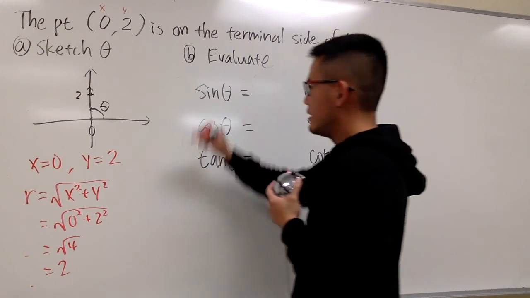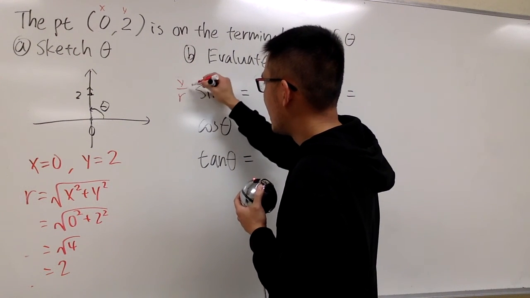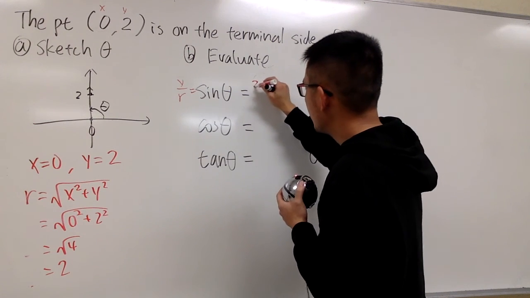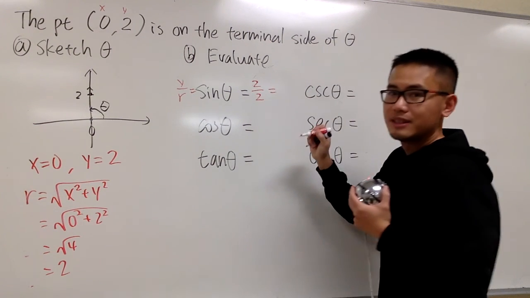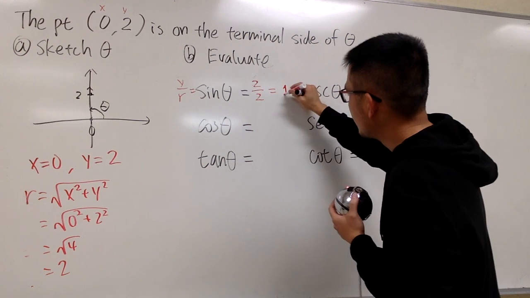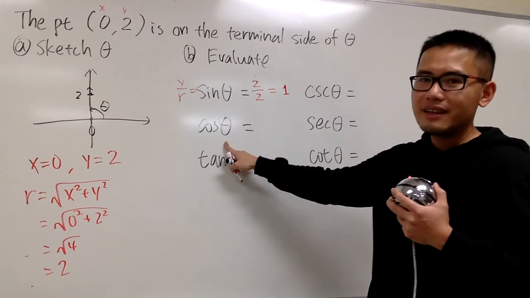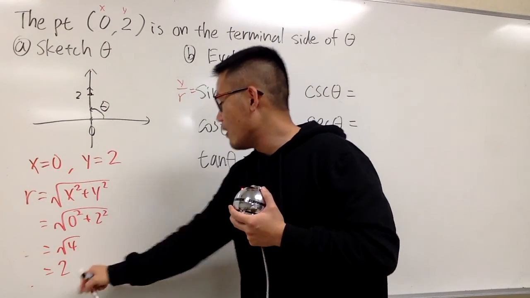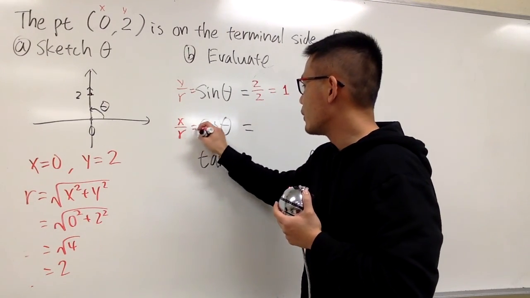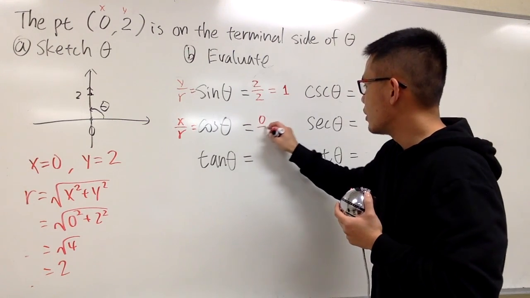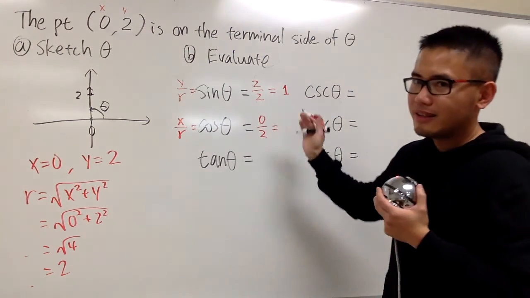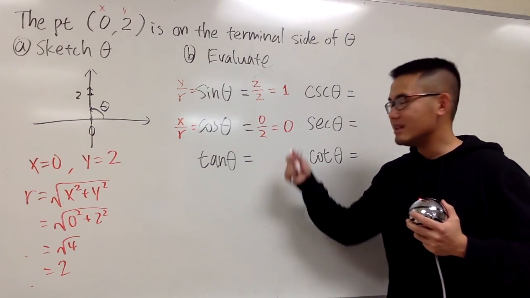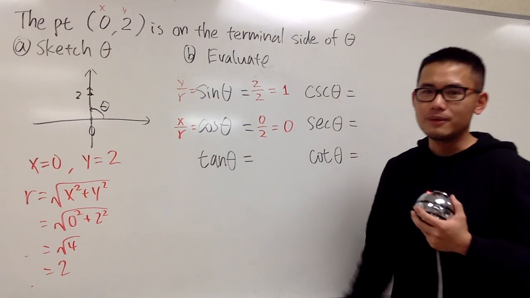Sine theta is y over r. Y is 2, r is also 2. So we have 2 over 2. Can we simplify this? Yes, you simplify this and you get 1. Cosine theta, be careful with this. It is x over r, right? So let me write this down, x over r, which is 0 over 2. Can we divide this out? Yes. And 0 over 2 is 0. It works, okay? It's a nice number, 0.